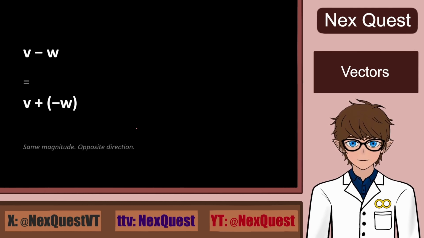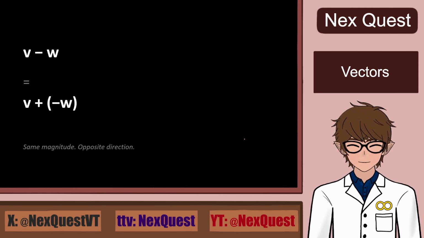So now for subtraction. Subtracting a vector means adding its opposite.